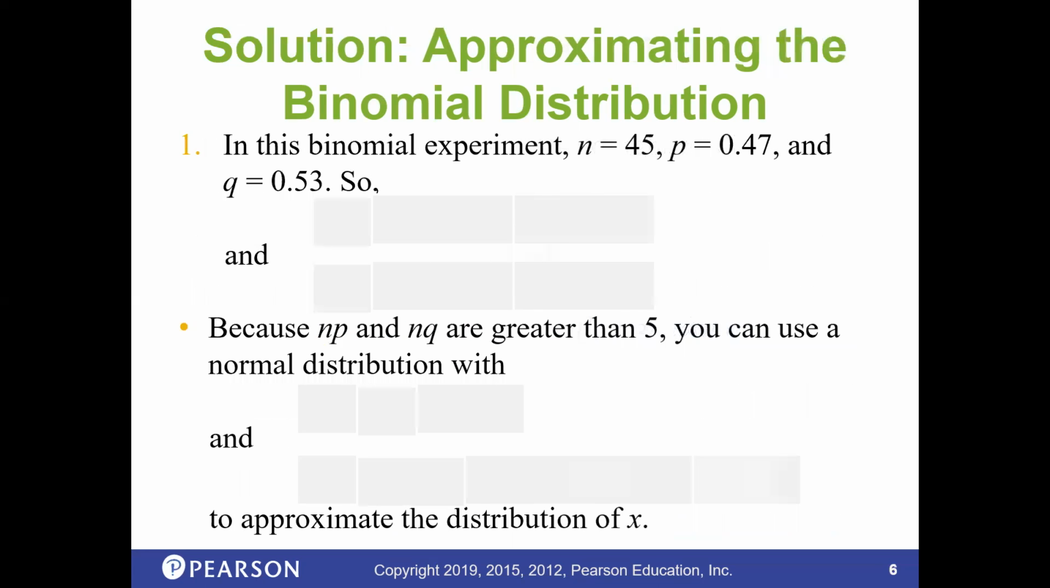So I'm going to jump to this here. So in the binomial experiment, 45 is equal to n. Is that right? P is equal to 0.47, Q is equal to 0.53. Let's multiply those guys together. What does that make? 21.15. I agree with that. 21.15. Perfect. Okay, so one condition is met. Is the other one met?